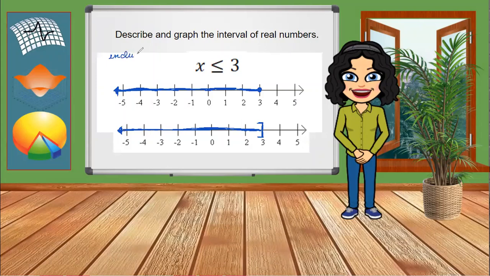So included values are going to be denoted by square brackets or closed circles. Values that are not included are going to be noted by parentheses or an open circle.